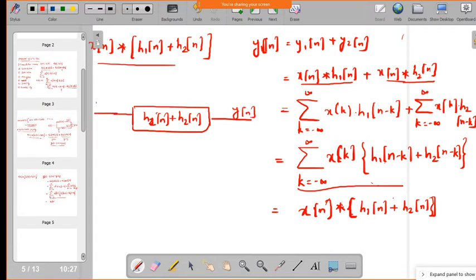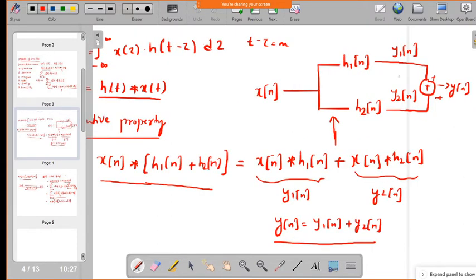So if you give x of n, it is convolved with the addition of these two impulse responses, that is, it is distributive. If you take different impulse responses and apply the input signal, the output is the addition of the convolutions of those impulse responses with the input signal x of n. We have represented that in the block diagram here. So this is the distributive property.